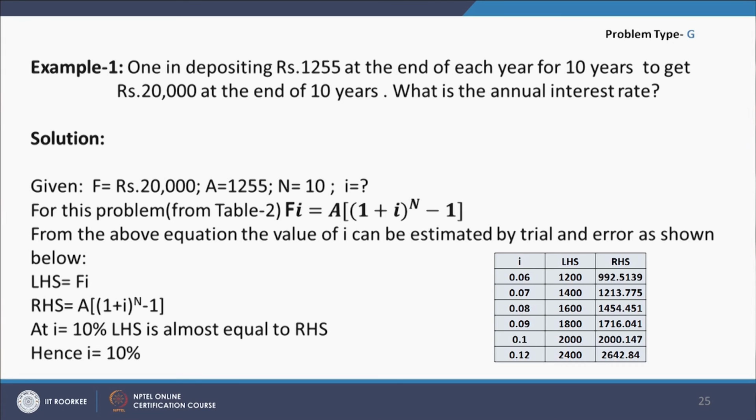That means we have to find out what will be the value of i. For this problem, F equals A times ((1 + i)^n - 1) divided by i. So, LHS is F, RHS is A into ((1 + i)^n - 1) by i. We see that if we take i equal to 10%, LHS is almost equal to RHS. With i equal to 0.1, LHS is 2000 and RHS is 2000.147, they are almost equal, and hence the answer is i equal to 10%.